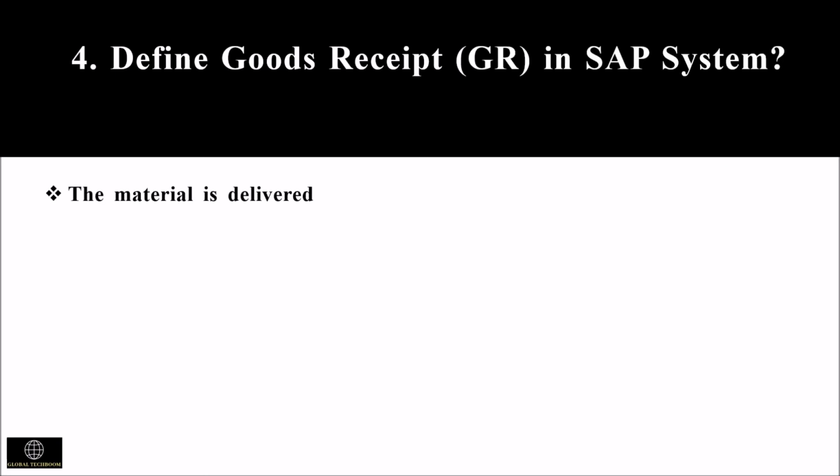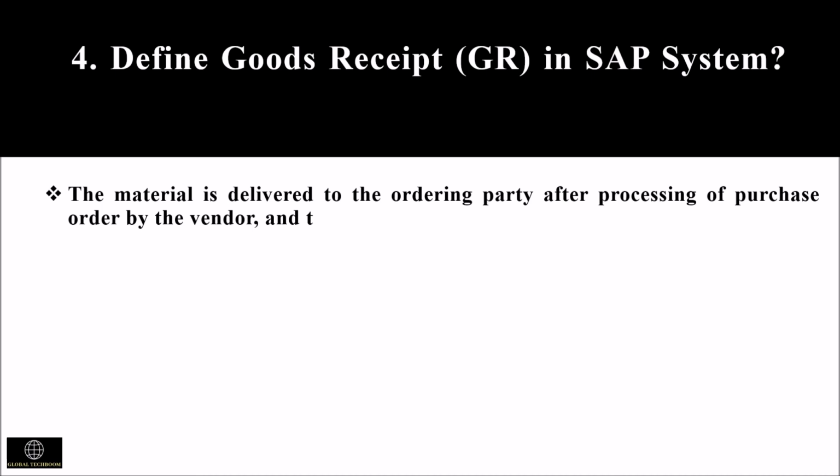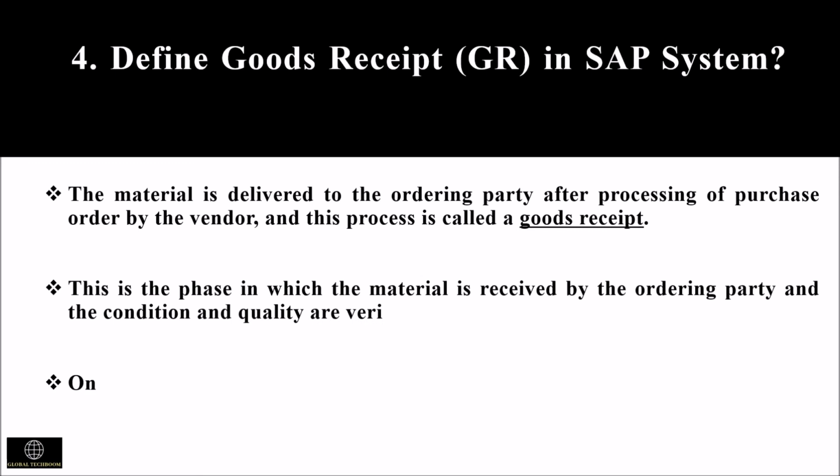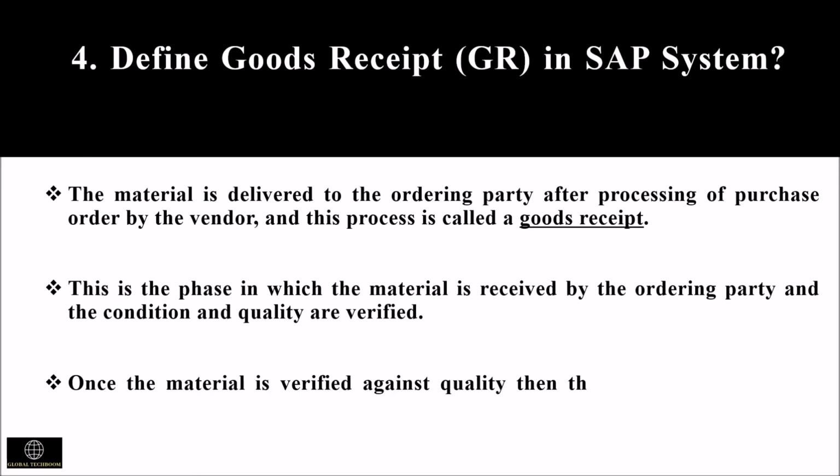Define goods received in SAP system. After processing of the purchase order by the vendor, the material is delivered to the ordering party, and this process is called as goods received. So this is the phase in which the material is received by the ordering party and the condition and the quality are verified. Once a material is verified against the quality, then the receipt of the good is posted.